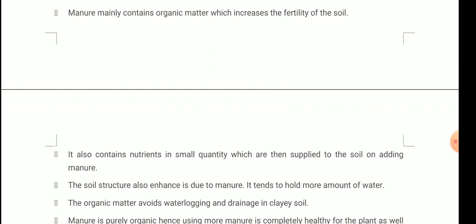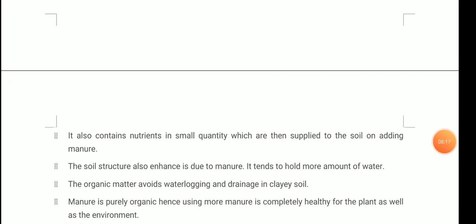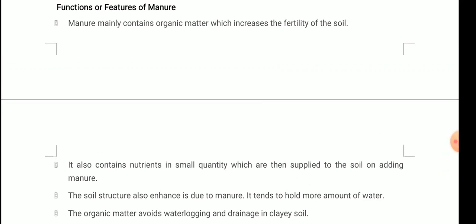The soil structure is also enhanced due to manure. It tends to hold more amount of water. Very important function of manure, that it tends to hold more amount of water. The organic matter avoids water logging and drainage in clayey soil. Manure is purely organic and hence using more manure is completely healthy for the plant as well as the environment. And using manure is a way to recycle farm waste. Clear? So these are the important functions or the features of manure.